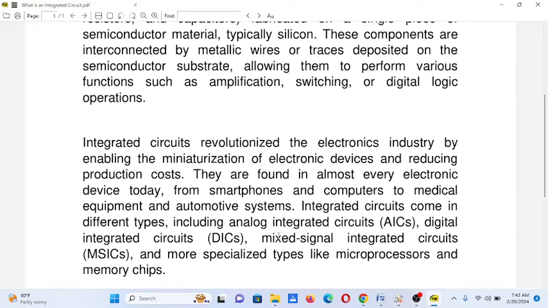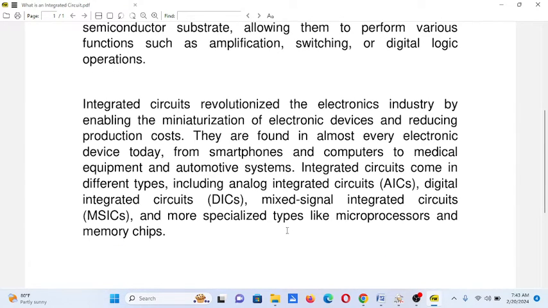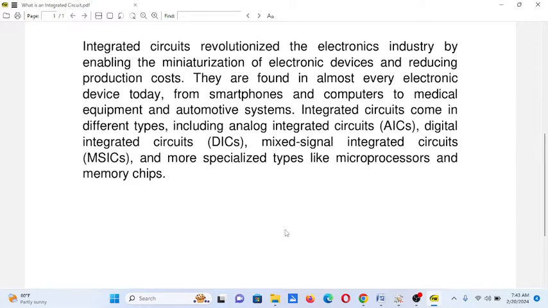Integrated circuits come in different types, including analog integrated circuits or AICs, digital integrated circuits or DICs, mixed signal integrated circuits, MSICs, and more specialized types like microprocessors and memory chips.